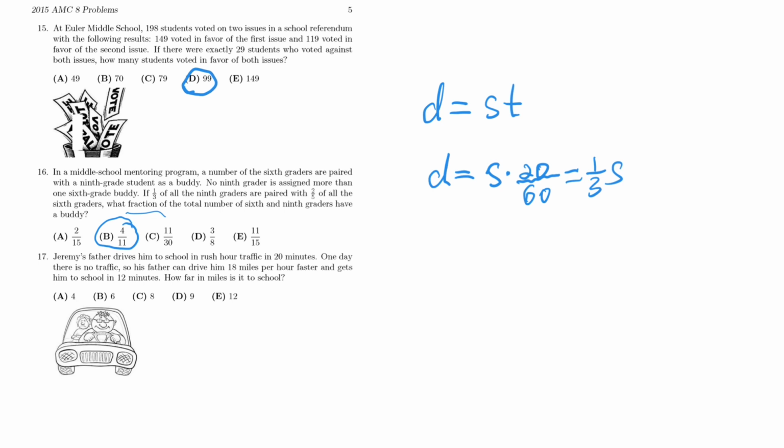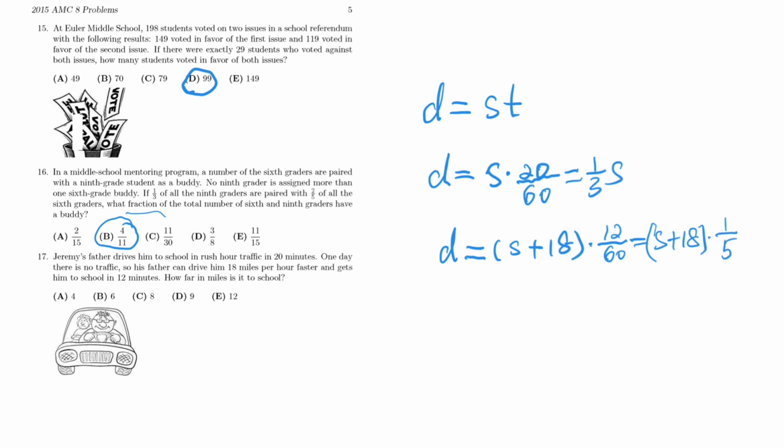And with no traffic, distance still needs the speed. No traffic speed is 18 miles per hour faster. So speed is s plus 18. Use the 12 minutes, rewrite as hours, 12 over 60. So that's s plus 18 times 1/5.